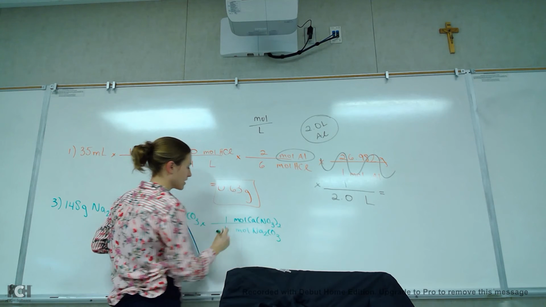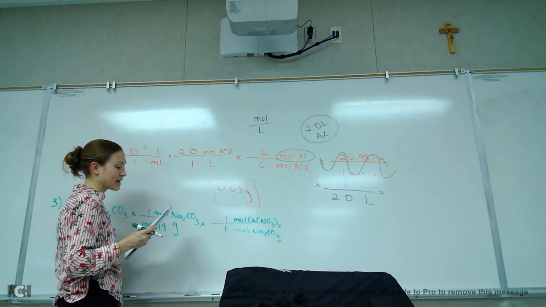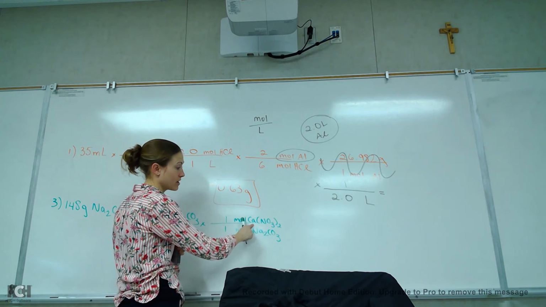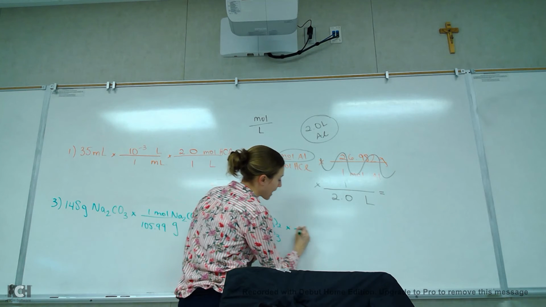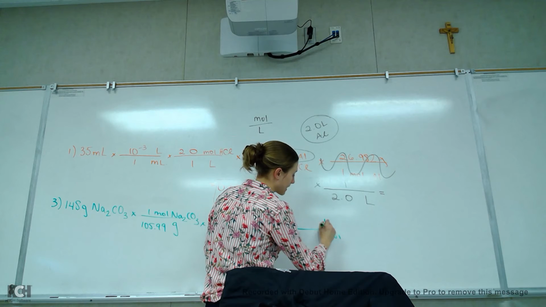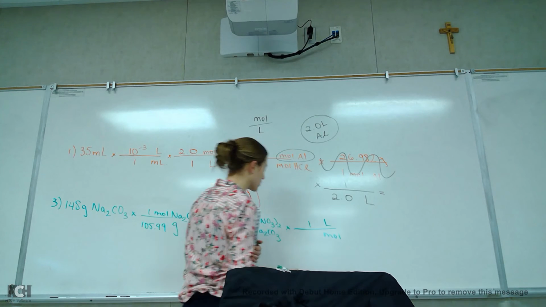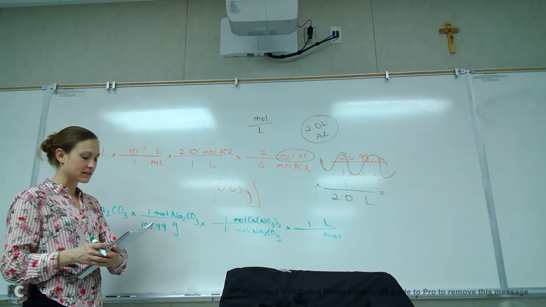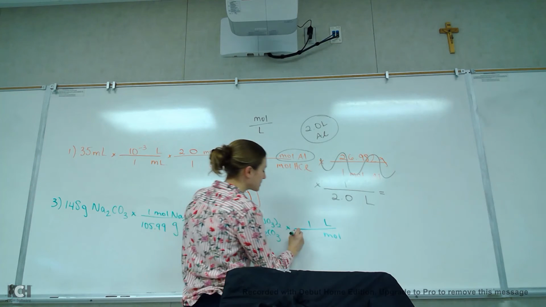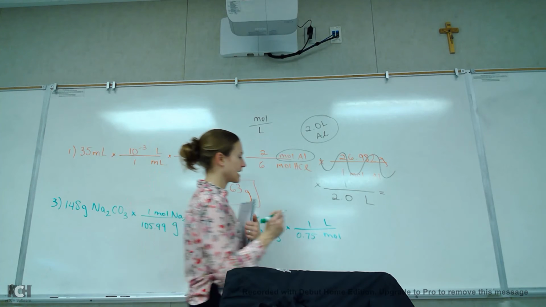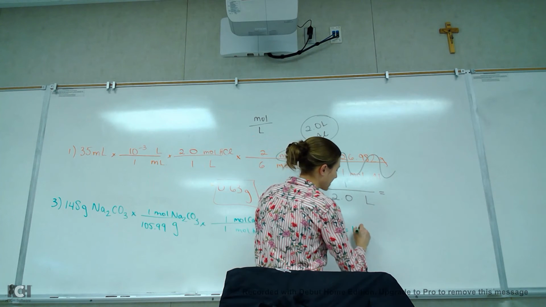So this was 1-to-1. Now, the question asks, how many liters of calcium nitrate? So what unit would I put on bottom? Moles. What unit up top? Liters. So moles per liter, that is the concentration of calcium nitrate. The concentration that I gave you was 0.75 moles per liter. So the volume that I end up getting is 1.9 liters.